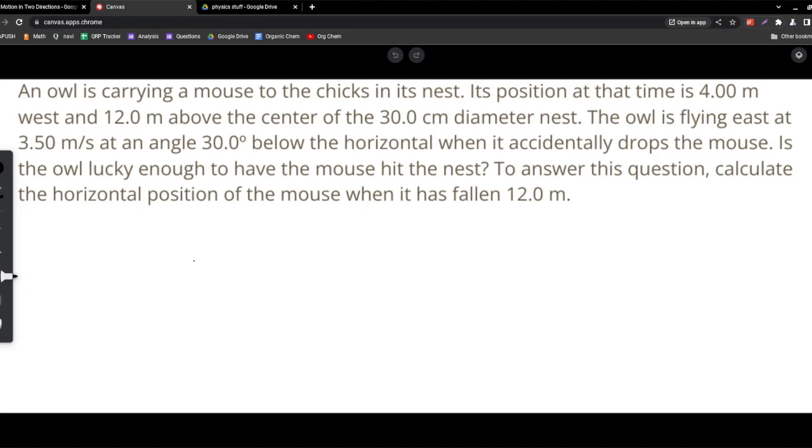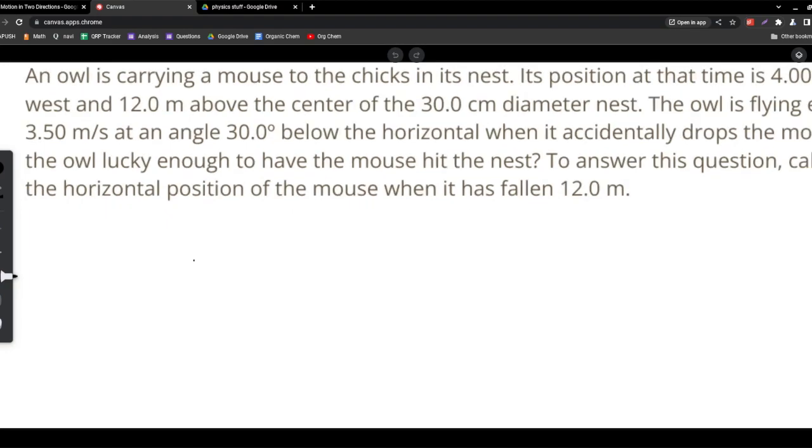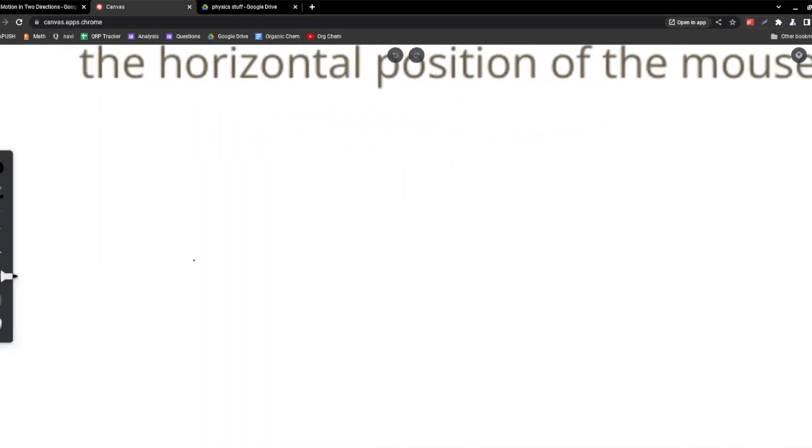So looking at this, if you don't know what you're doing, you're going to be incredibly confused. But when it comes to these sorts of questions, you want to draw a diagram if they don't give you one. So let's just make a very crude diagram over here. We're going to assume that this is our owl, and then this down here is going to be our nest. And here's the center of the nest.